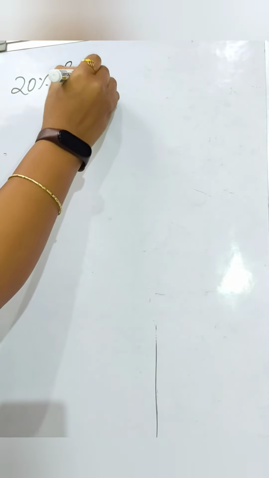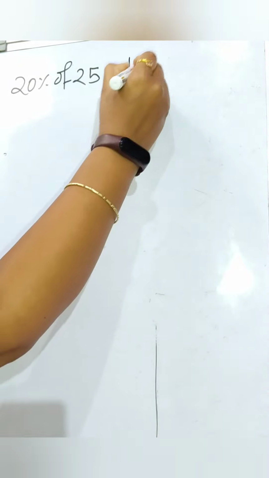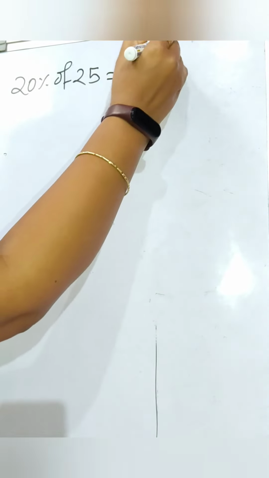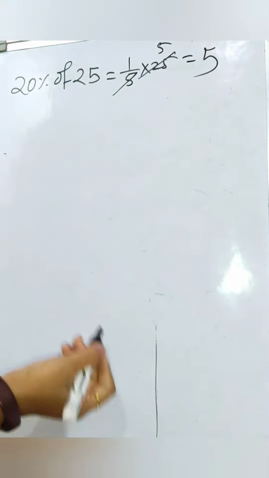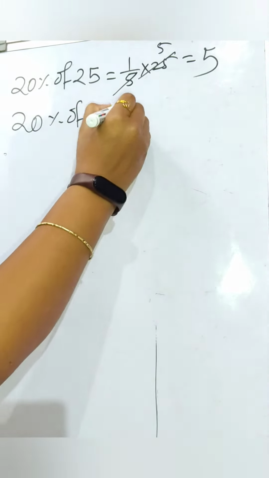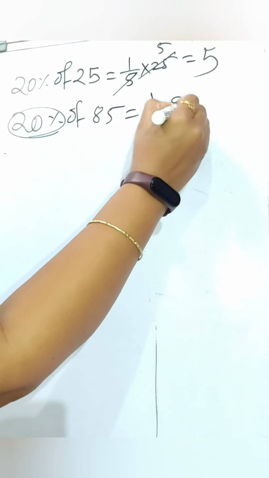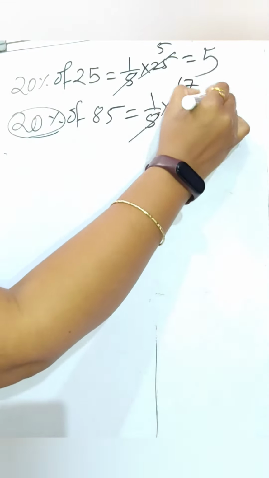The first question is 20% of 25. As you know, 20% is 1 by 5. So 25 divided by 5 is equal to 5. Next question. 20% of 85. 20% means 1 by 5. So 1 by 5 of 85 is equal to 17.